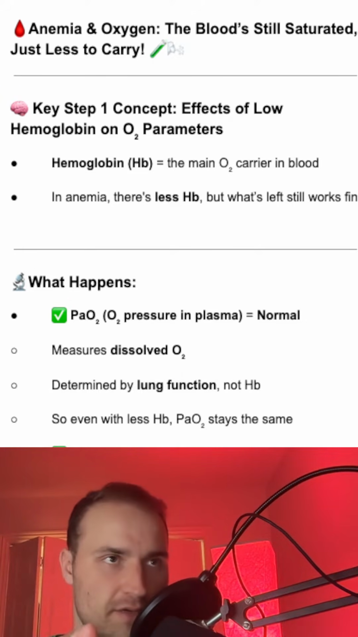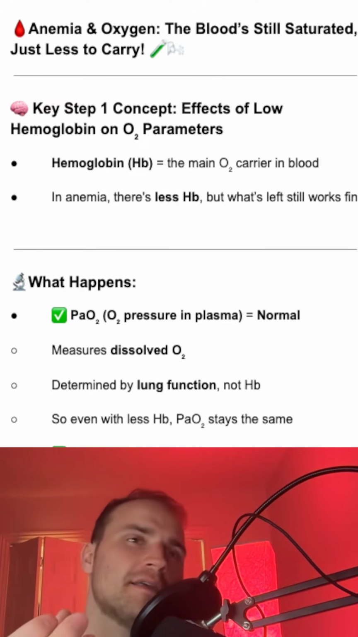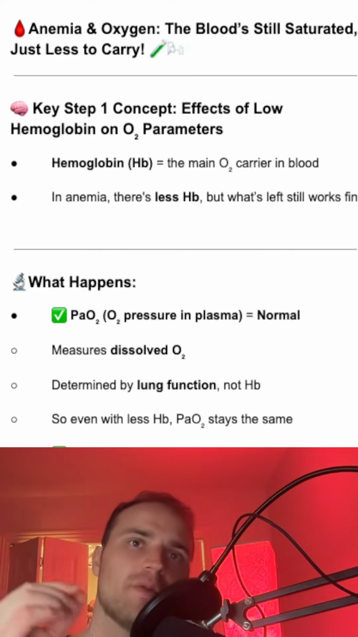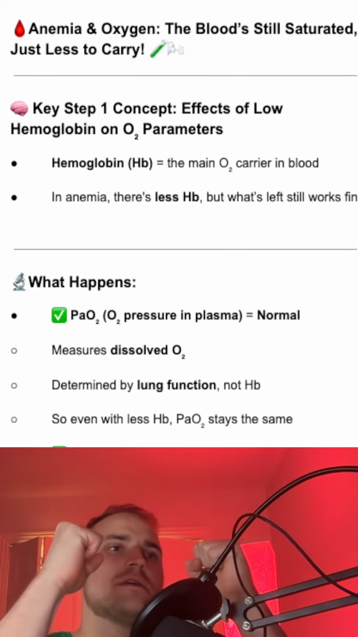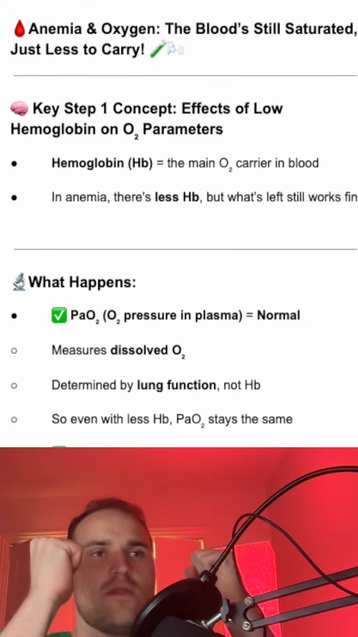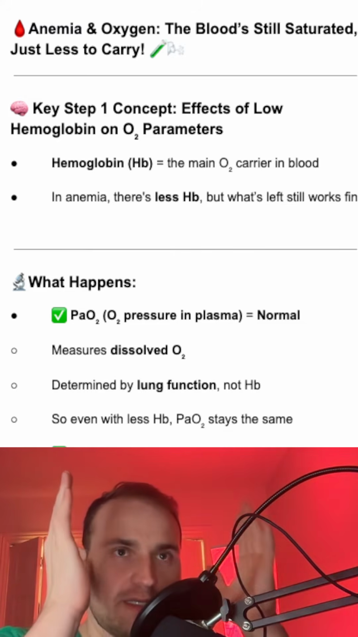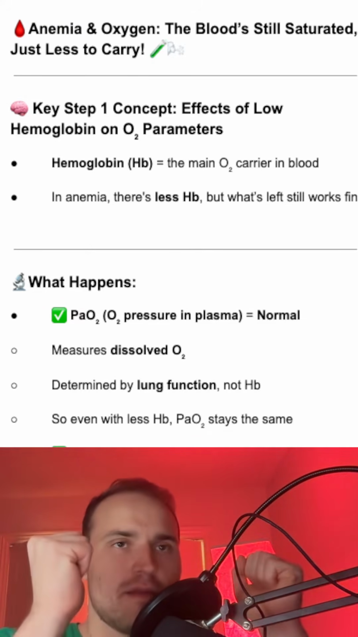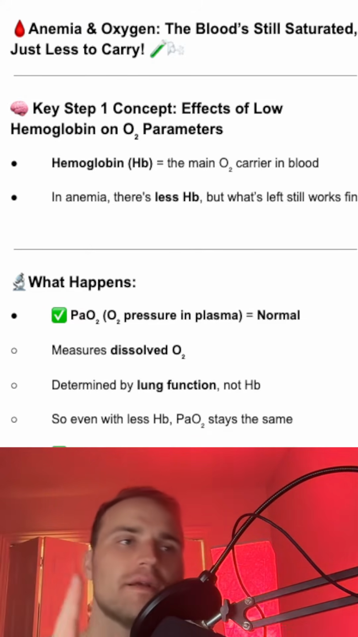Your SaO2 is how full each truck is. If there's enough oxygen in the air, the hemoglobin gets fully loaded. And so even if you have fewer trucks, the ones that you do have are still going to be saturated. They're going to be loaded. That's SaO2. But here's the catch.